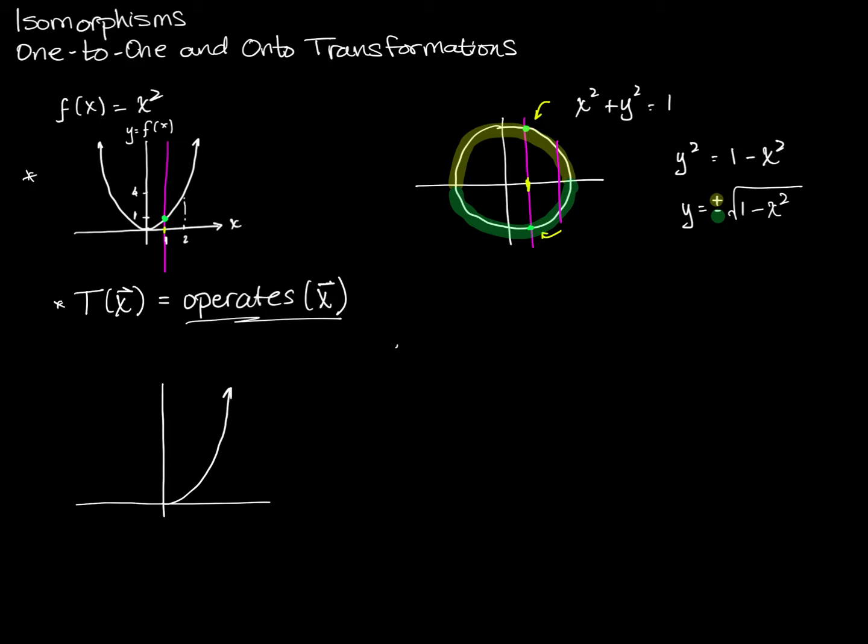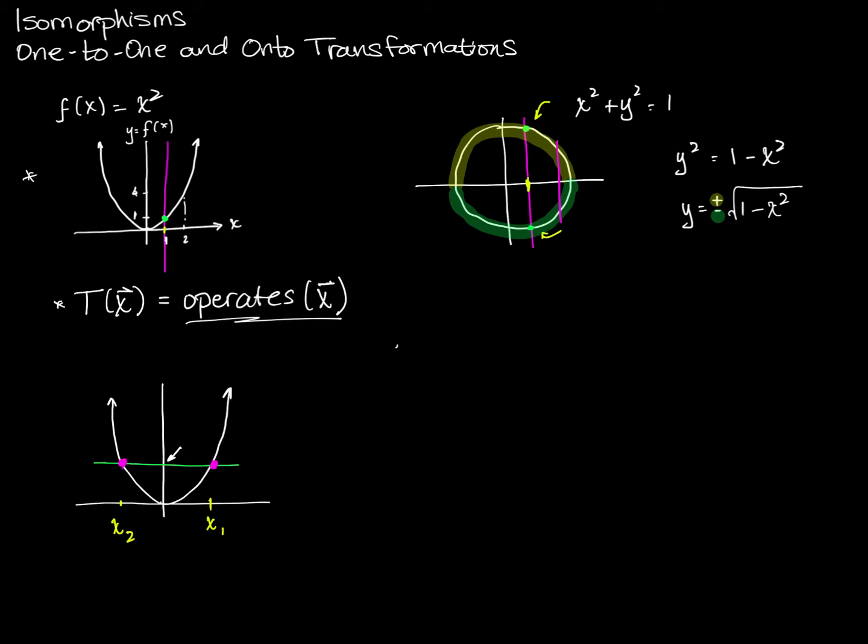This function is not what we call a one-to-one function because it fails the horizontal line test. And here I'll remind you that what it means to be one-to-one is that for any particular y value, I can only trace back to one specific x value. And here I have two x values that when you plug them in, as it were, will spit out the same y value.